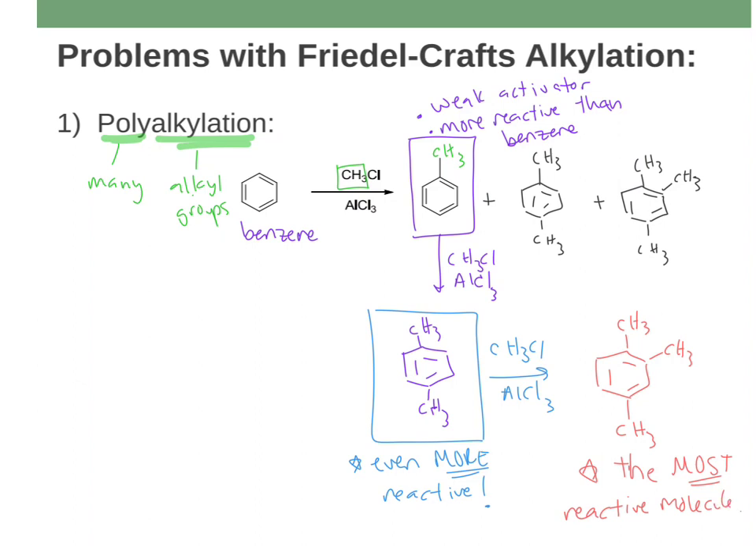Now this is the most reactive molecule in your reaction vessel, so now it is going to react, and you're going to get a 4th one on there, and a 5th one. You're just going to get as many as you can fit on there. So we have this problem with polyalkylation.